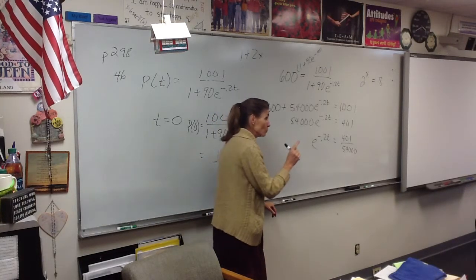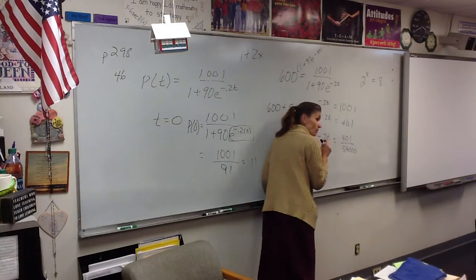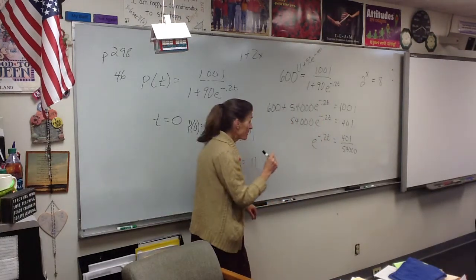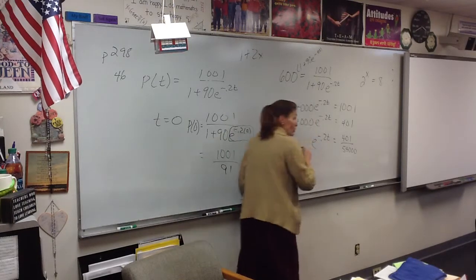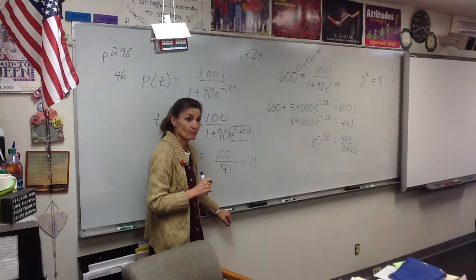Logarithms are used to solve equations where the exponent is a variable. If the exponent is the variable, you're going to use logarithms to solve the equation. Does anybody remember how that works? What do we do first?